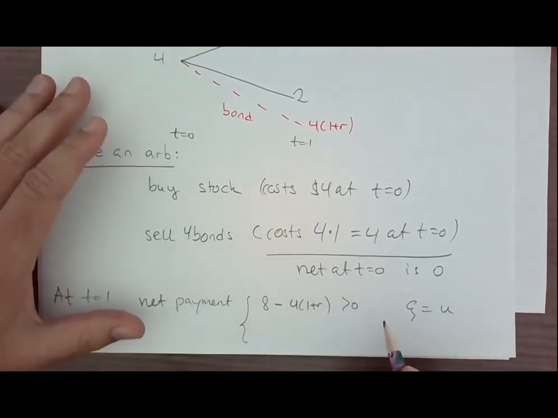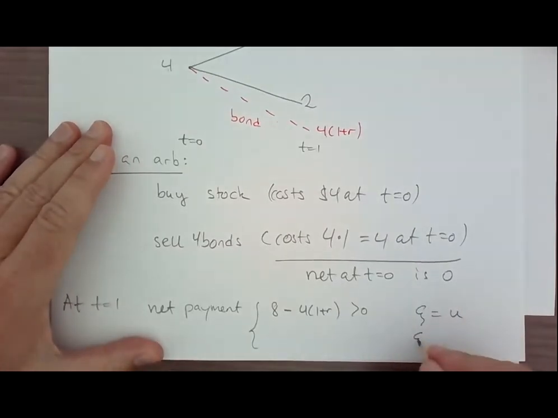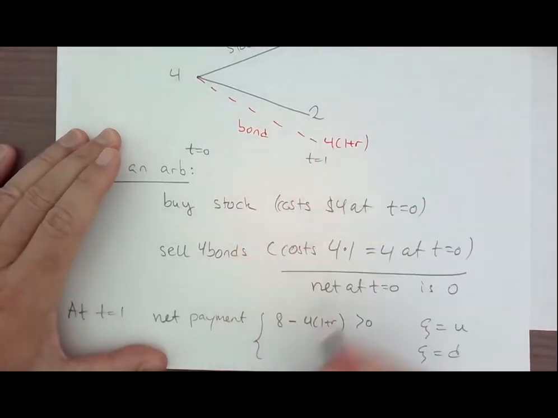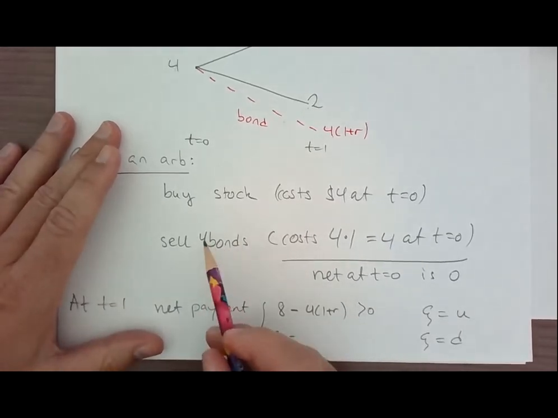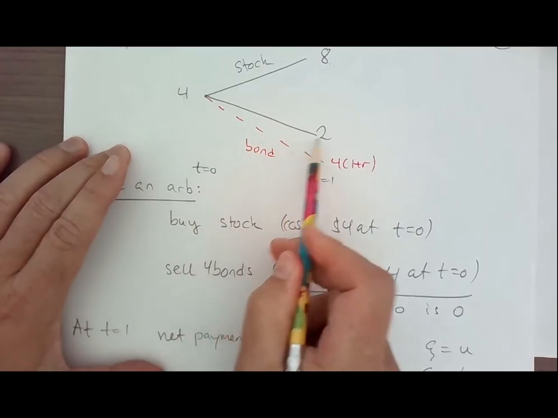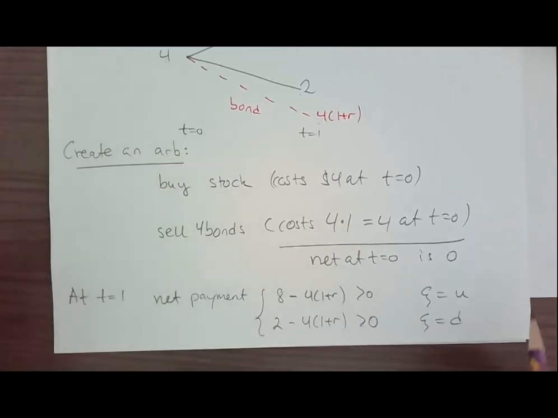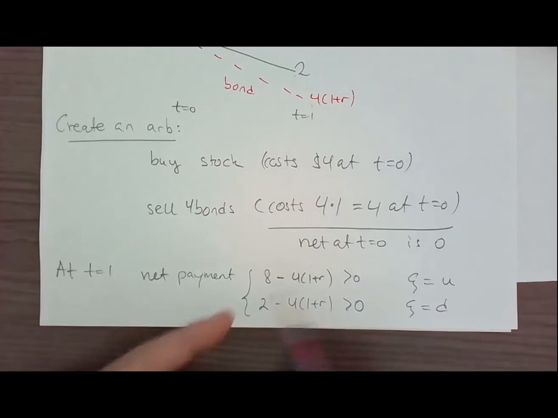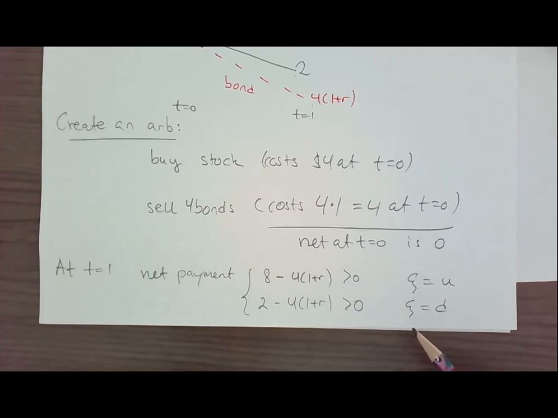And likewise, you own the stock. So if the coin flip is D, then we're going to end up with 2. And you still have to pay the 4 bond owners these 4 times 1 plus R. But if this is the picture, then 2 is going to be bigger than 4 times 1 plus R. So in this case, it doesn't cost you anything. In the future, there are 2 things that can happen, and in both cases you end up making money. So that's also an arbitrage.